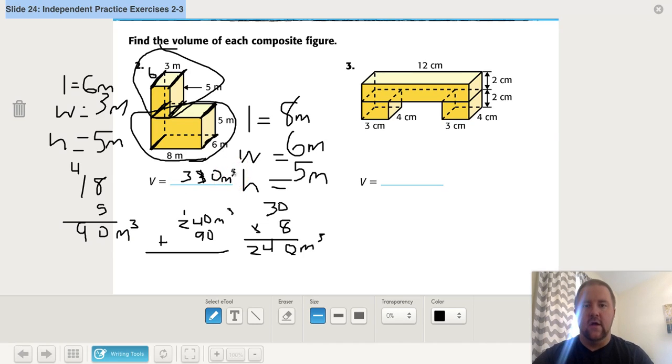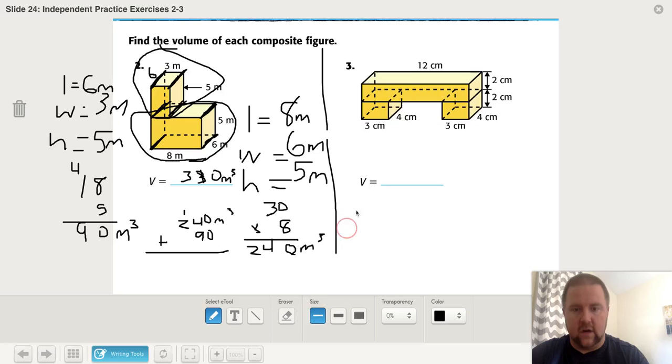All right. Now for this problem over here, I'll draw a little line to separate them. So for number 3 here, we have 3 different figures. So we have length, width, and height for all 3. Length, width, height, length, width, height, because we're going to have to find the volume for all 3 of these, okay? So we've got a length here of 3 and a width here of 4. We just have to find this height, all right?